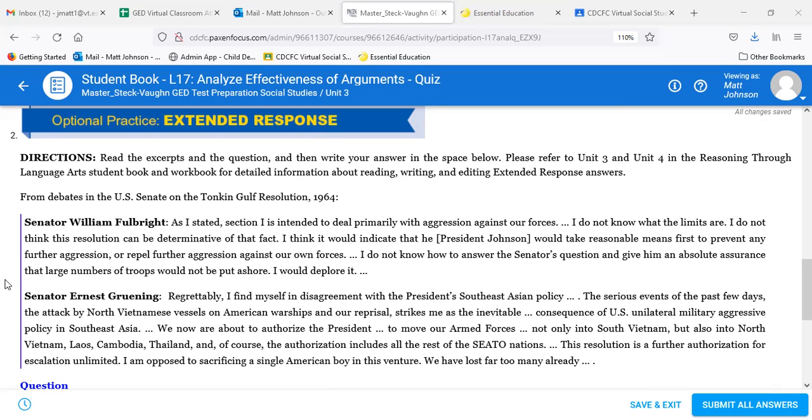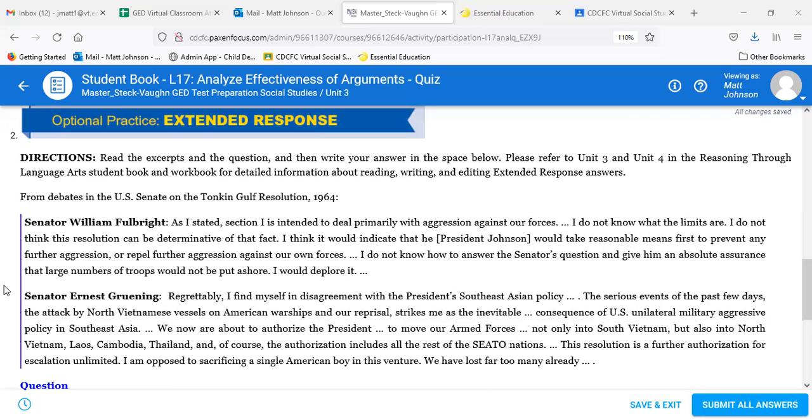And what we know is that it did lead to a large-scale escalation of 500,000 troops in Vietnam, and I think it's over 50,000 deaths of U.S. service members. So there's the two sides.